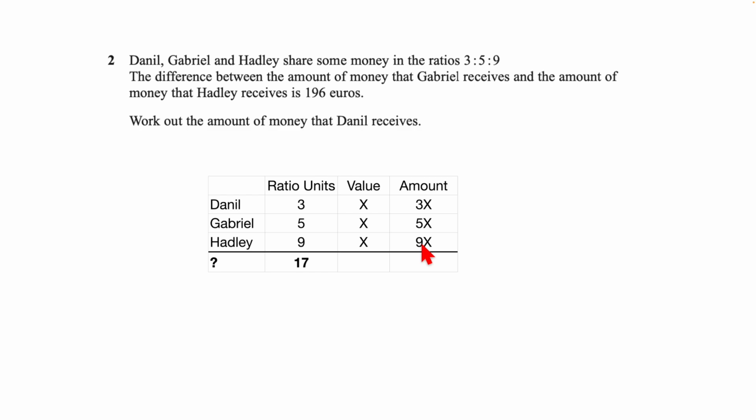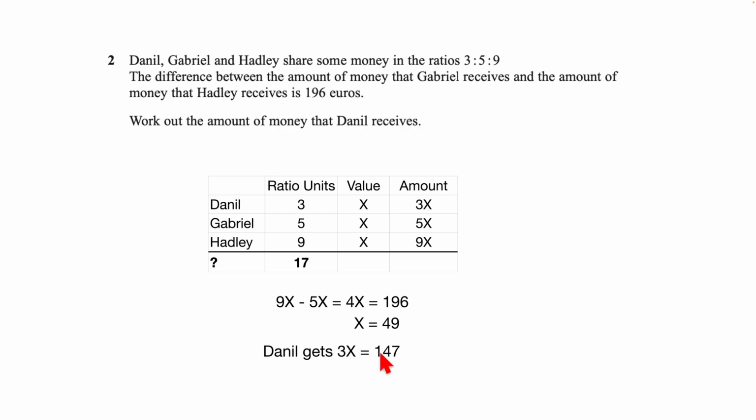Right, but we're given some information, aren't we? The difference between the amount of money Gabrielle receives, which is 5x, and the amount of money Hadley receives, which is 9x, and that is 196. So the difference between 9x and 5x, 9x minus 5x, is 4x. And we know that's 196 euros. Right, so we'll divide by 4. x is equal to 49. Right, well that makes sense. So if x is 49, work out the amount of money Daniel receives. Daniel gets 3x. Daniel gets 3x equals 147.